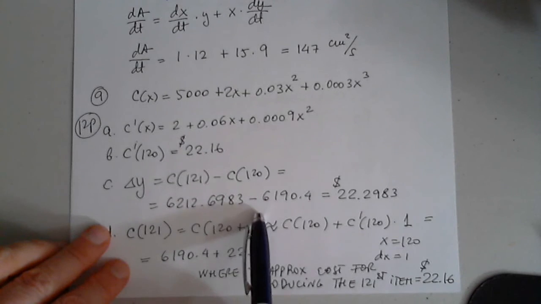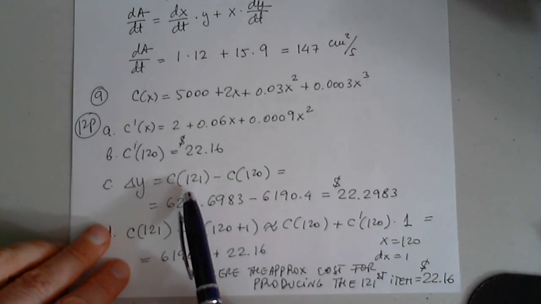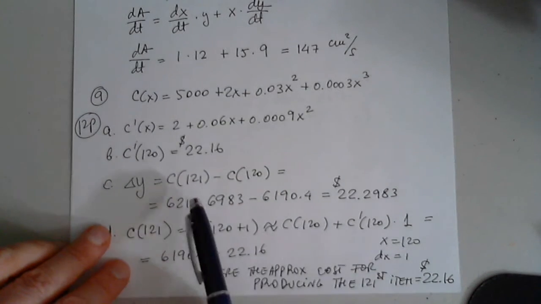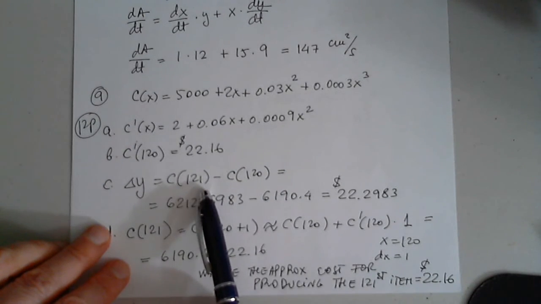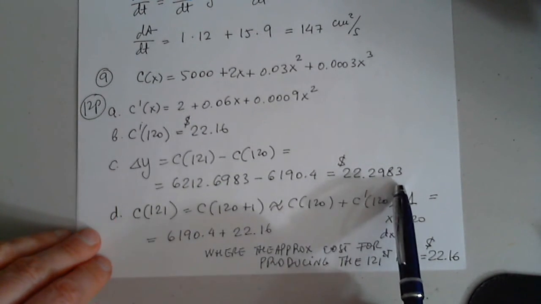We were asked to find the exact difference in the cost of producing the 121st item. Cost of 121 units minus cost of 120 units. I plugged them in and I got this.